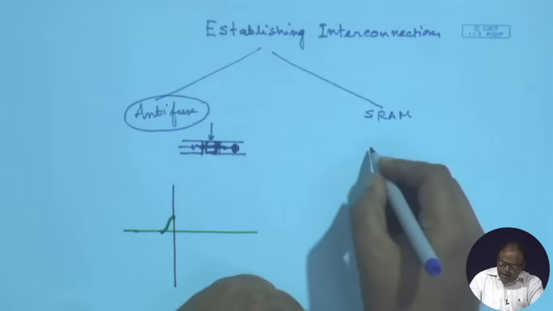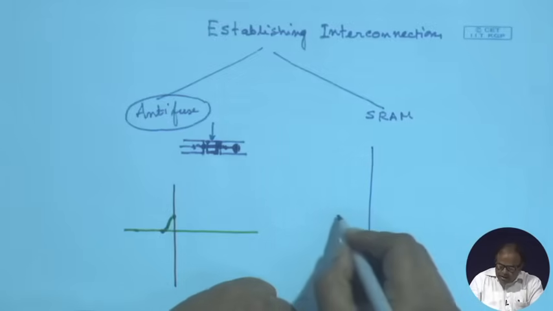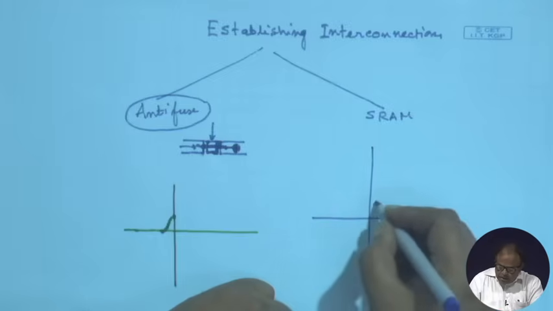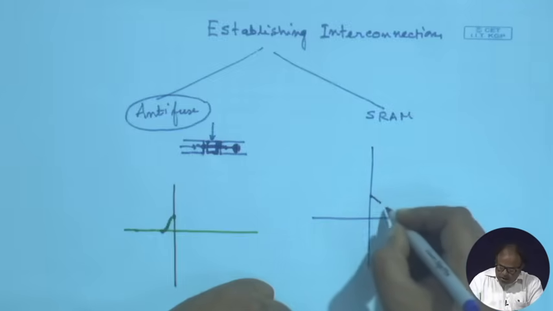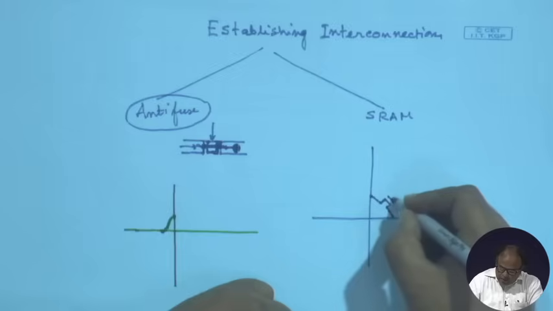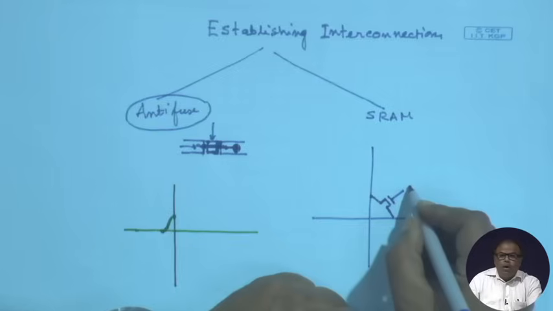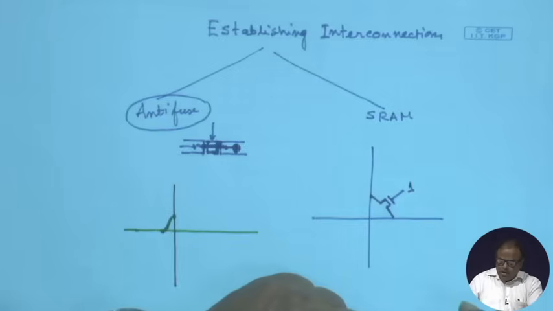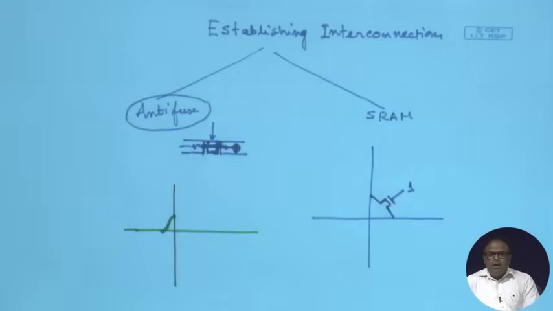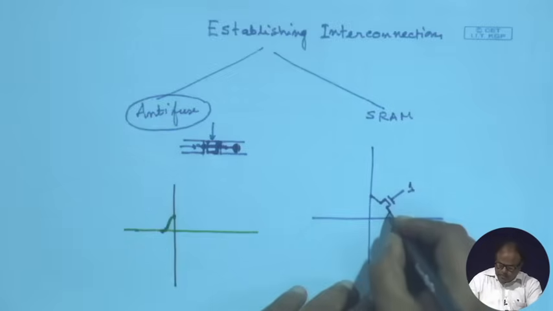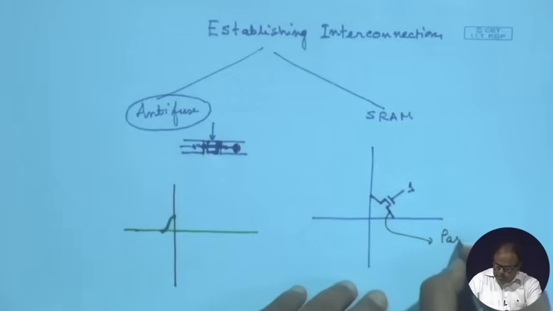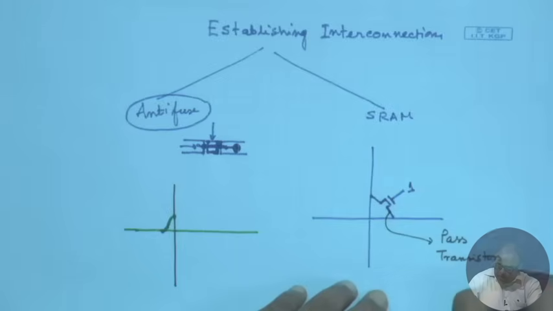On the other hand, the SRAM based thing is something like this, that here between these two I have to establish a connection, and I have got a transistor here. All right. Now, if I apply a 1 here, then this transistor will conduct. So, these transistors are known as pass transistors. All right.